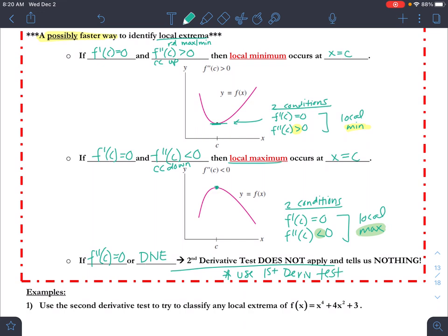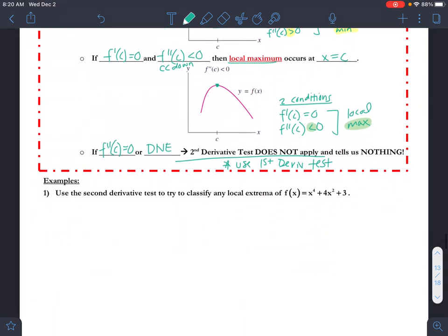So let's try out a couple examples of this. All right, so first one, it says, use a second derivative test to try to classify any local extrema, relative maxes or mins of this function. If it doesn't say second derivative test, you could do whatever you want. You could do first derivative test or second derivative test. Okay, so we're going to try this though.